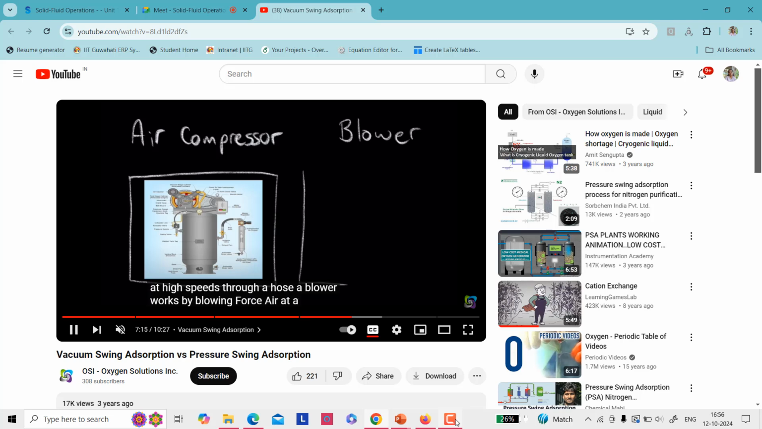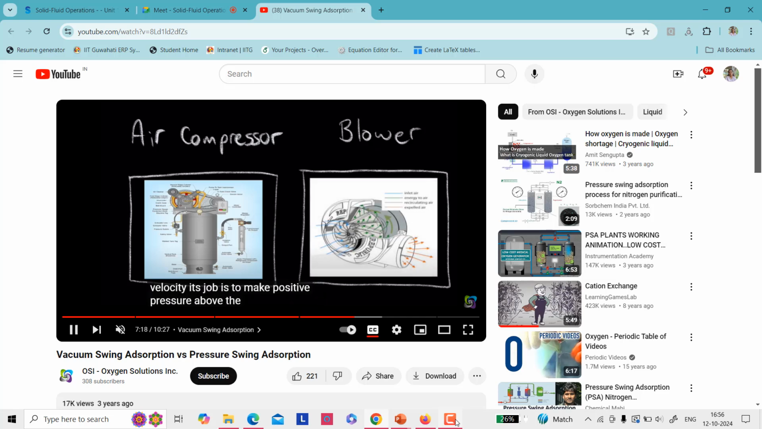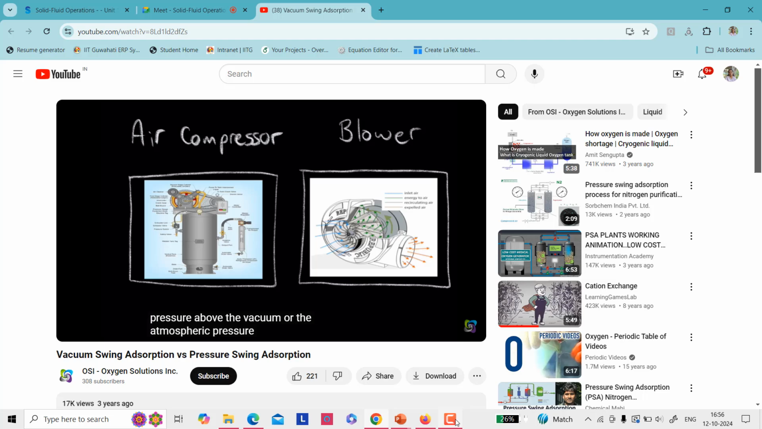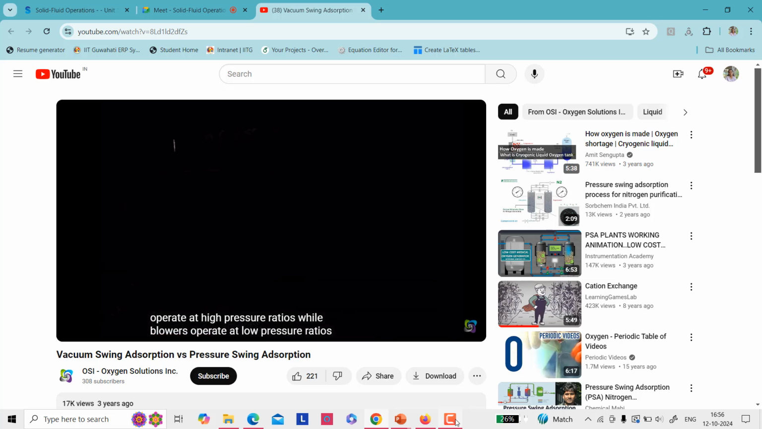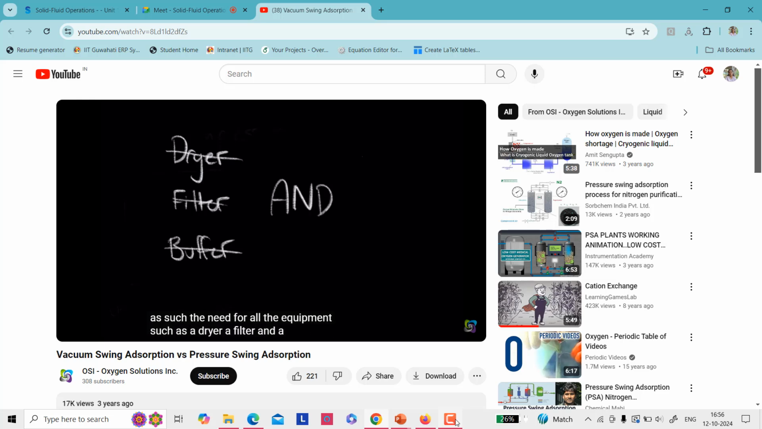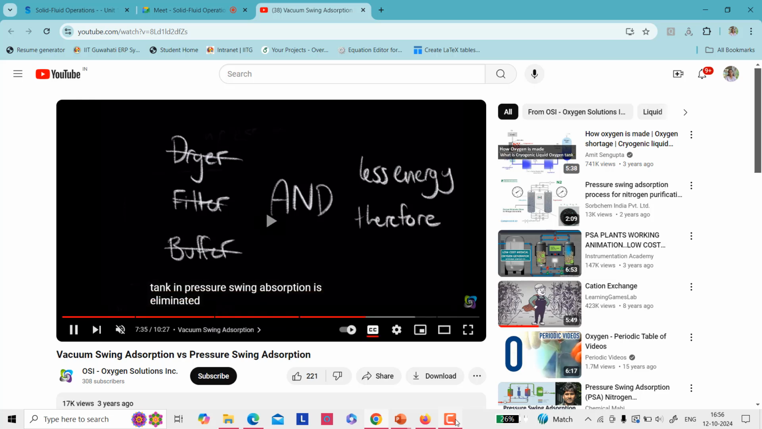The big difference between the two is that air compressors operate at high pressure ratios while blowers operate at low pressure ratios. As such, the need for all the equipment such as dryer, filter and buffer tank in pressure swing adsorption is eliminated and less energy is needed. As a result, the air is forced into a slightly higher than normal pressure state of 1.25 to 1.5 bar, or around 125 to 150 kPa.